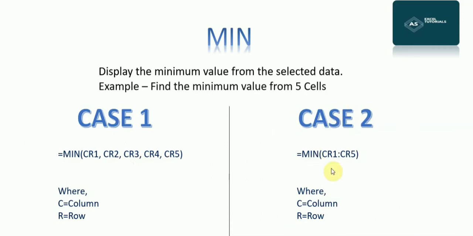If we have to do it as per case 2, we'll do it as equals to min, and in brackets we'll be writing the first cell name, that is C1, colon, followed by the last cell name, that is C5.